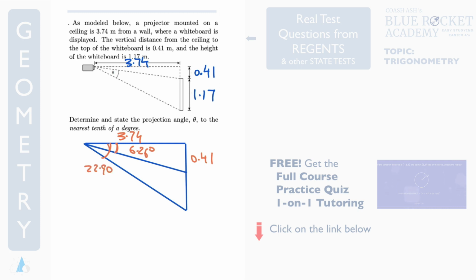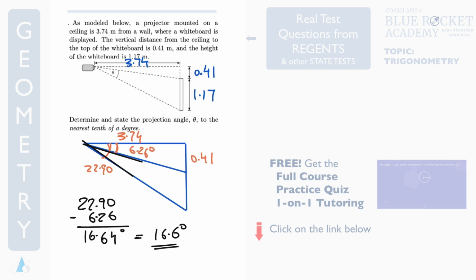So now what are they asking us? They're asking us for this angle over here. This particular angle is just the difference between these two. So this angle is equal to 22.9 minus 6.26. That gives you the answer of 16.64 degrees. But they're asking for the nearest tenth. Remember, sometimes you can lose points for this. So the actual answer is 16.6 degrees, and that's your answer.